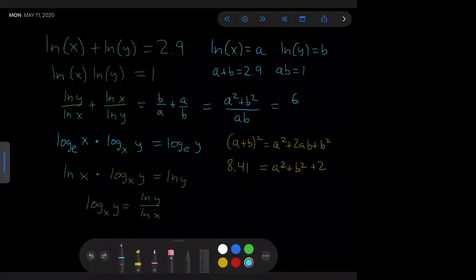Oops, the dot is not showing up right. There you go. And our ab, we know what ab is. It's 1. So what's our answer? Remember our initial question was, what's log base x of y plus log base y of x? That looks complicated. We simplified it down, and now we know our answer. Answer is 6.41. There you go. That's how you solve this problem.